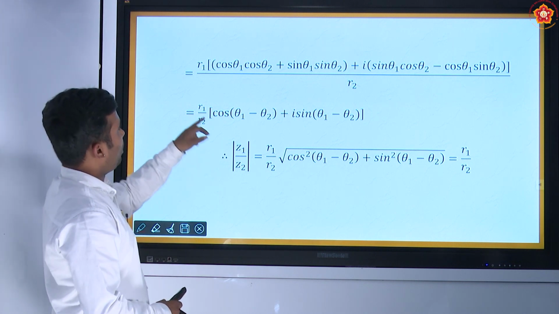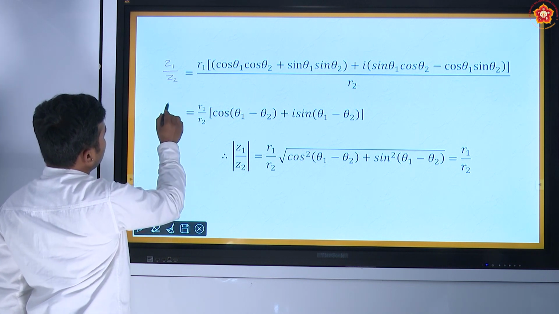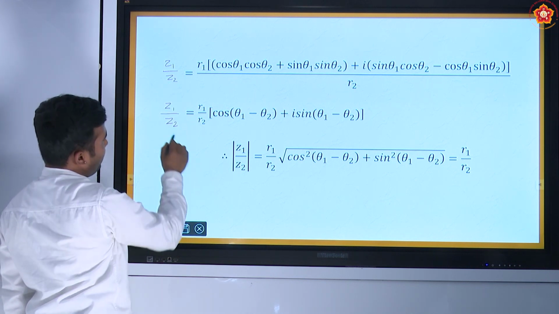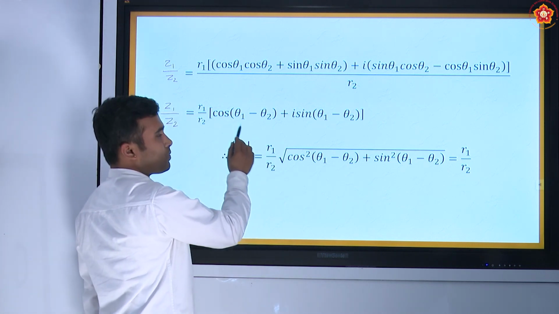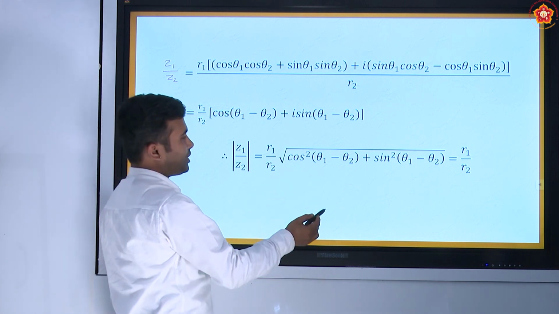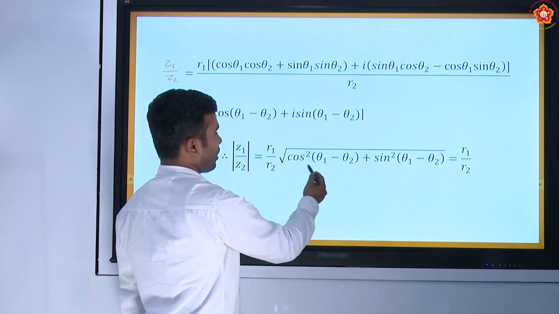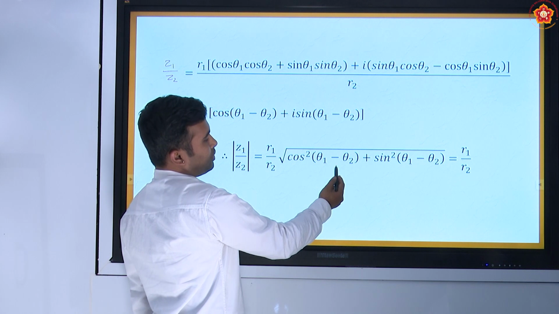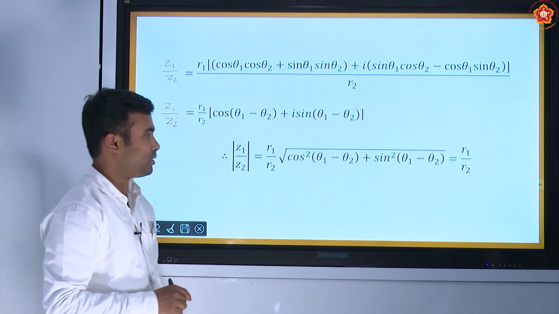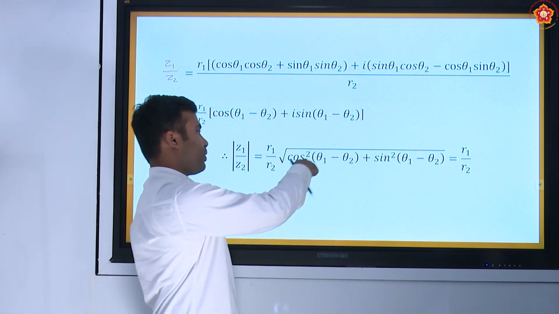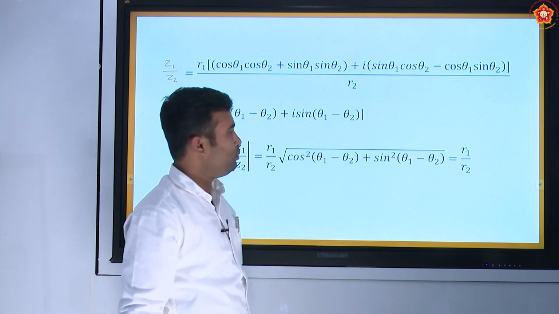So, it becomes Z1 by Z2. Now, if I take modulus on both sides, this becomes R1 by R2 into the square root of cos square (theta 1 minus theta 2) plus sin square (theta 1 minus theta 2). Cos square (theta 1 minus theta 2) plus sin square (theta 1 minus theta 2) becomes 1 from the identities of trigonometry. So the square root of 1 is 1, into R1 by R2, is equal to R1 by R2.